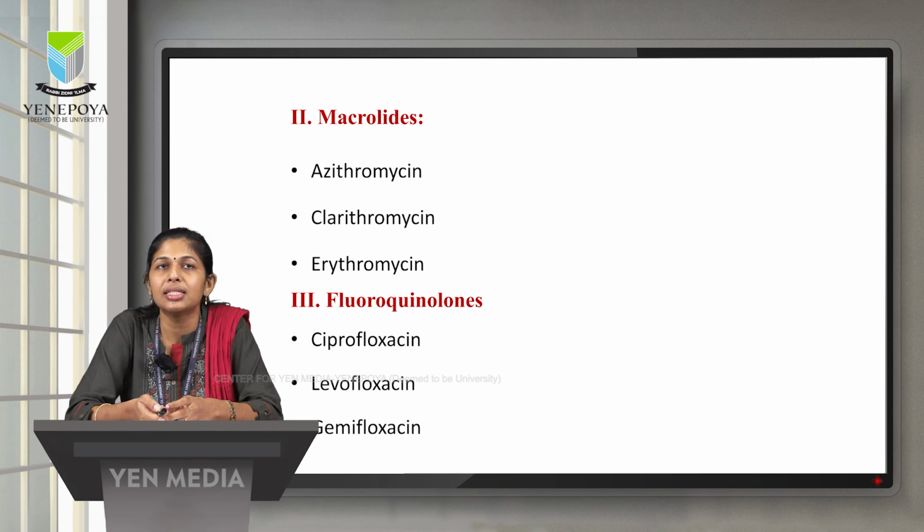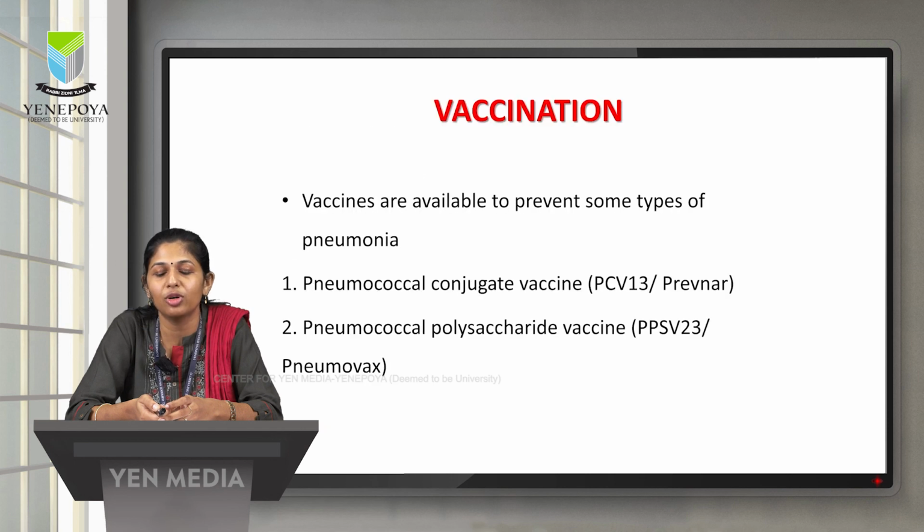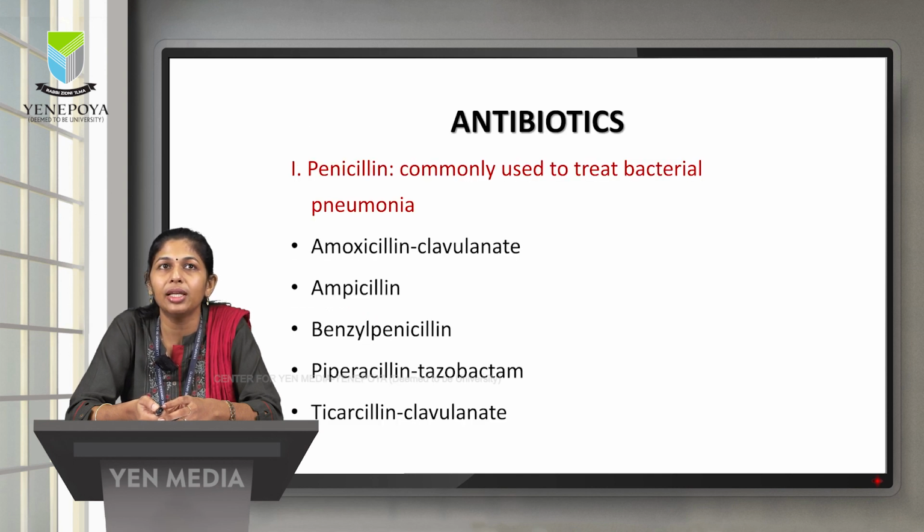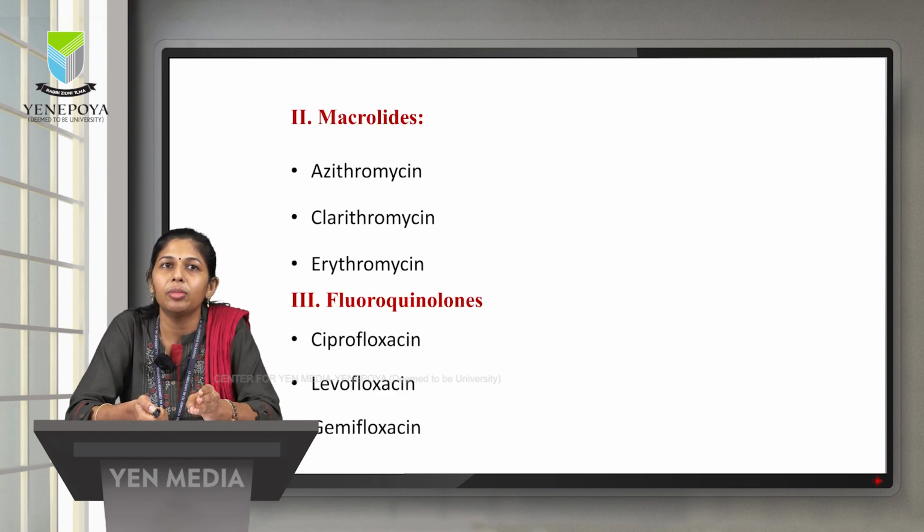Then the second class of drug is macrolide antibiotics. Examples of macrolide antibiotics are azithromycin, clarithromycin and erythromycin. Then fluoroquinolone antibiotics, for example ciprofloxacin and levofloxacin. All these come under fluoroquinolone antibiotics. Here we are mainly focusing on 3 categories of drug: penicillins, macrolide antibiotics, and fluoroquinolone antibiotics.